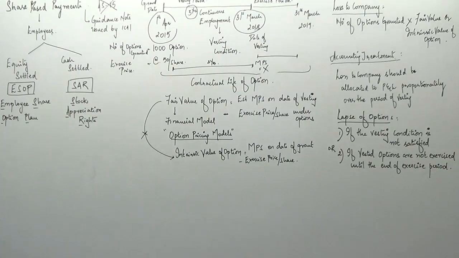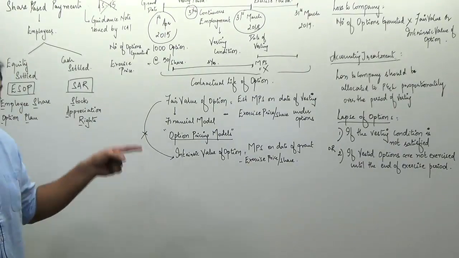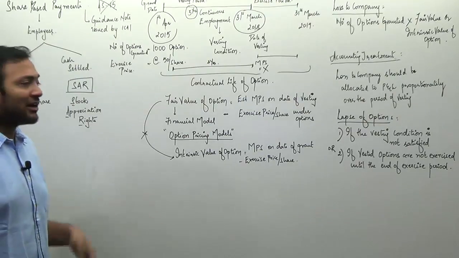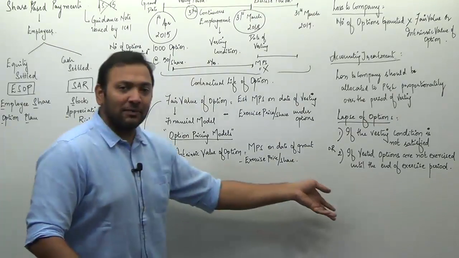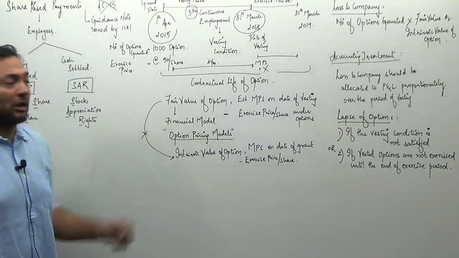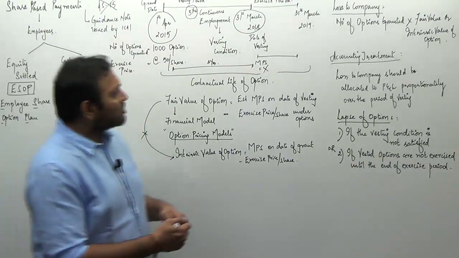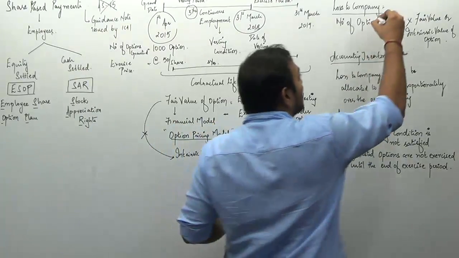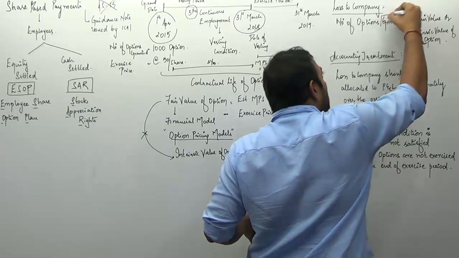So when there is a lapse of options, to that extent of the options, I am not incurring any loss. Because unless and until the options are exercised, the company does not incur a loss. If an option is lapsing in between, the company has never incurred a loss on those options lapse. So one correction which we genuinely made is this part.